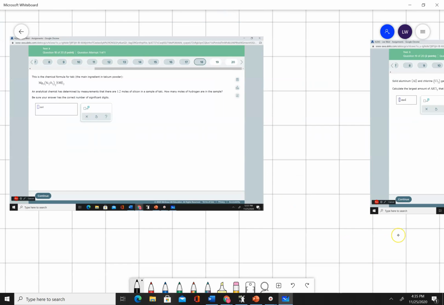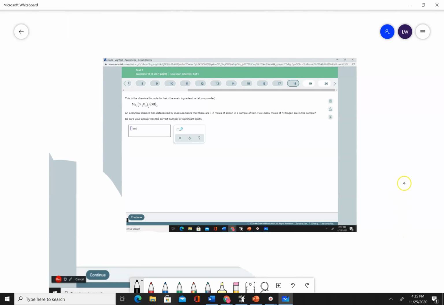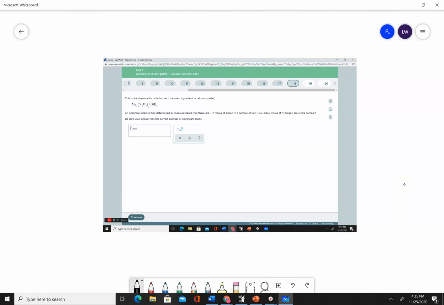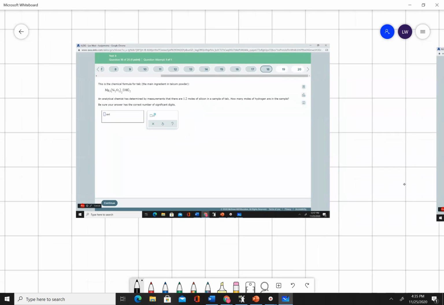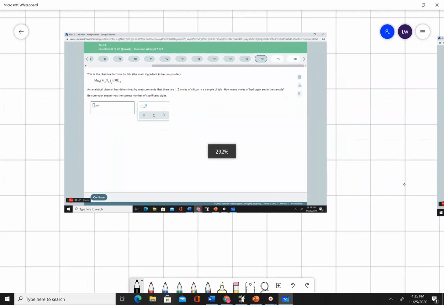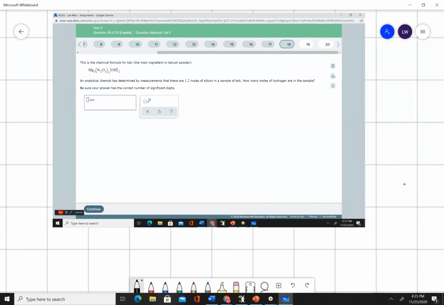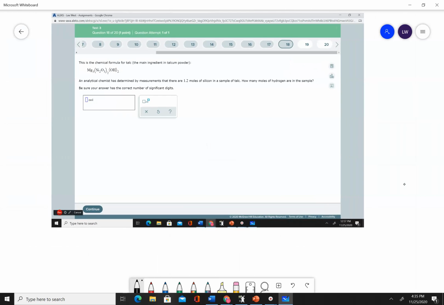All right, we're almost done with this practice test. We're on to question 18. Okay, we got a big formula here. It says this is the chemical formula for talc, the main ingredient in talcum powder. So it makes me think that we've got something with lots of coefficients here. It's going to be about mole ratios, I think. And it says an analytical chemist has determined by measurements that there are 1.2 moles of silicon in a sample of talc. How many moles of hydrogen are there in the sample?